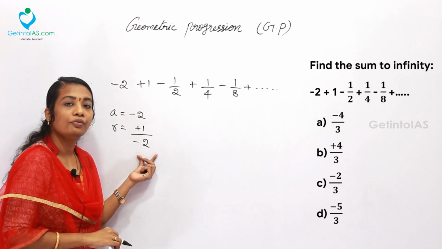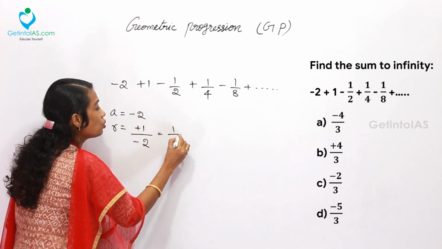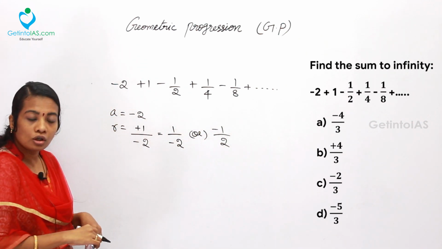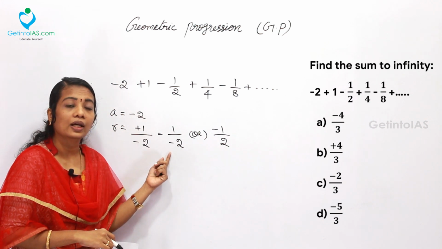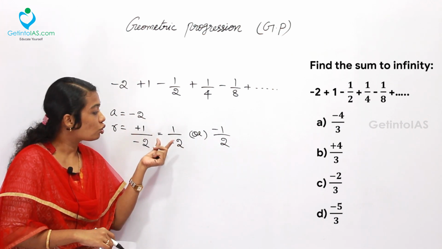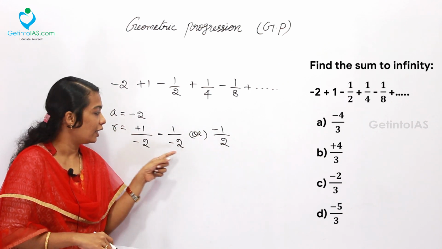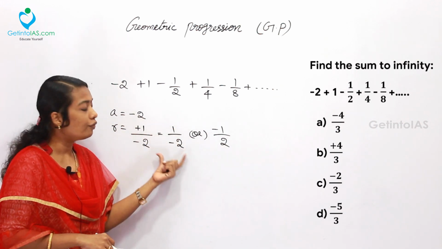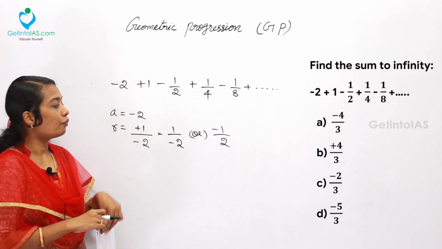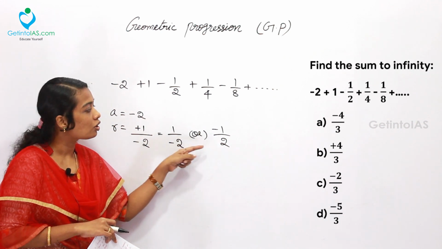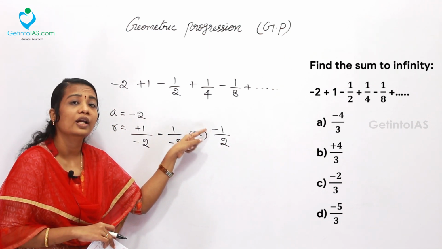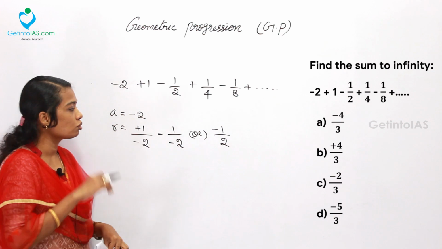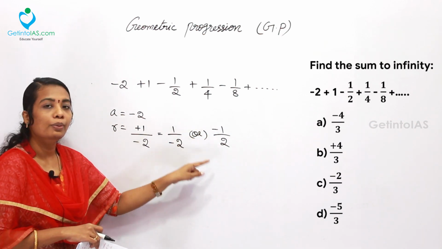Here you must know one fact: this can be written as 1 by minus 2 or also minus 1 by 2. Both are the same. Whenever a fraction has a negative sign, it can be taken anywhere. If the denominator possesses a negative sign, it is applicable to the numerator also. Overall, that value is negative. For easy calculation and simplification, you can always bring the negative symbol from the denominator to the numerator. So I will say this is minus 1 by 2.